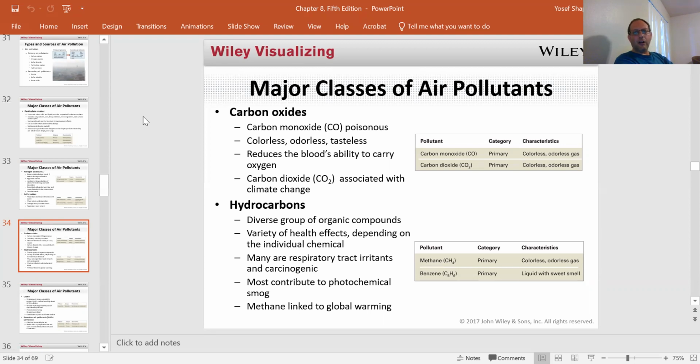Then you have hydrocarbons. Again, a lot of these things are related to cars. This is from burning gasoline. It can have all sorts of health effects, a lot of them to your respiratory tract, and some of these things are carcinogens. They might cause cancer. And they definitely contribute to photochemical smog. We'll talk about what that is more in a minute, but that's not natural, that's from gas. And we'll see in the next chapter, methane is one of the global warming gases, one of the greenhouse gases. We'll see a list of them in a few minutes.